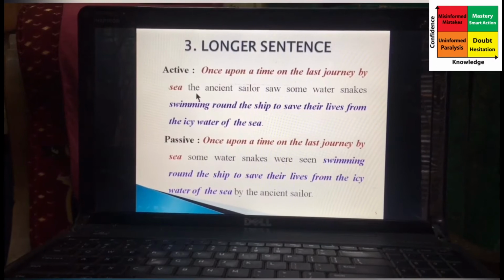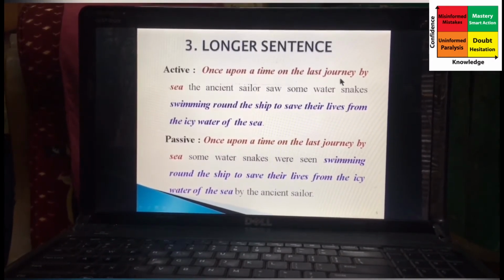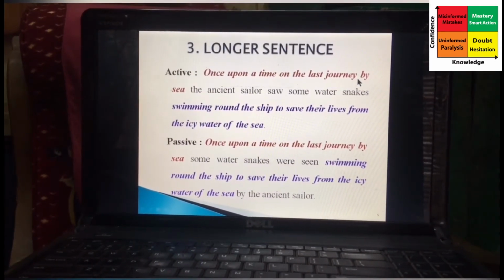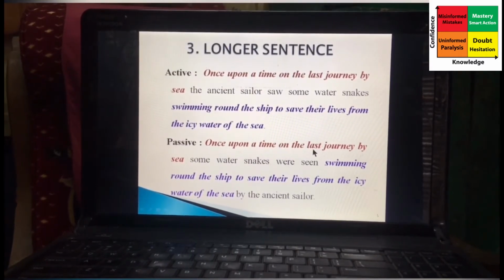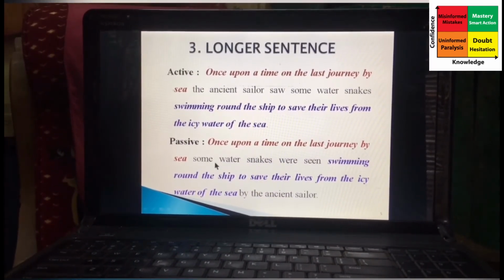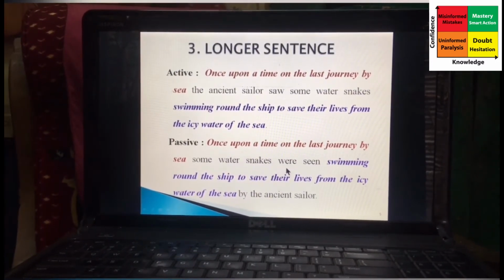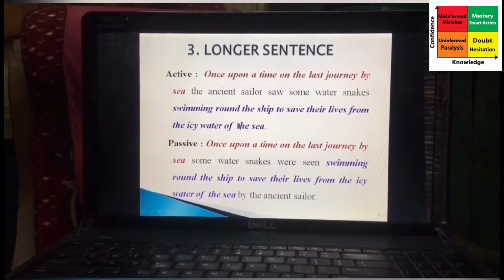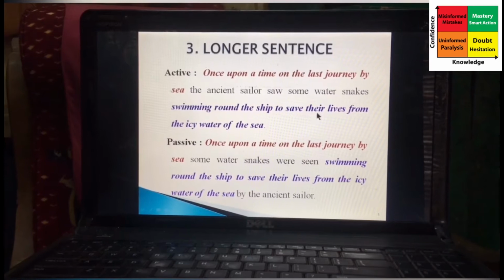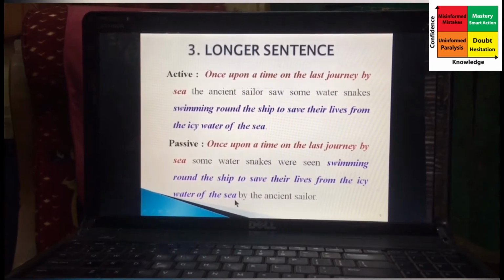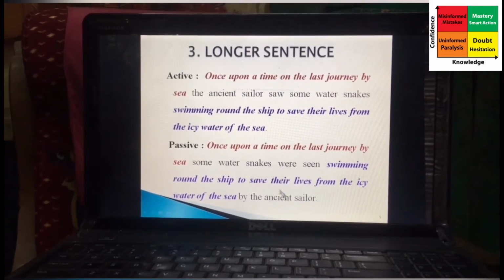So here the part before the subject will be at the beginning. It is at the beginning, again it will be at the beginning in the passive. Like once upon a time on the last journey by sea, it will be the same, once upon a time on the last journey by sea, in the same place. After that the object will come first, like some water snakes. As it is plural, and it is past, so were has come here, and past participle seen. After the past participle form of the verb, the part after the object, the total part will be used here after the past participle. Like swimming round the ship to save their lives from the icy waters of the sea. And thus by plus object, that means the ancient sailor.